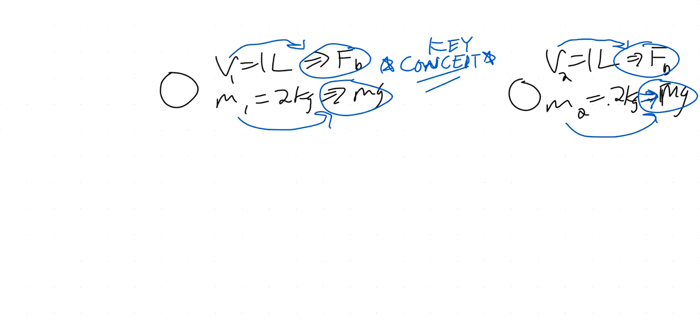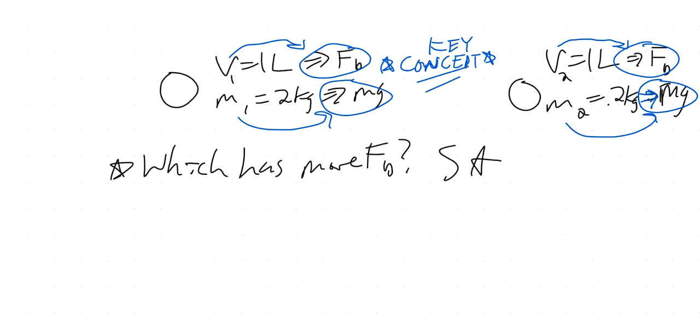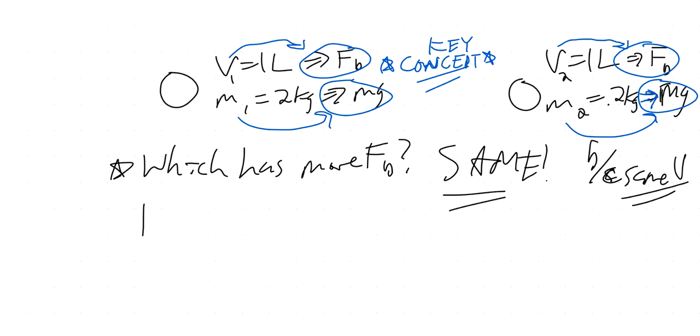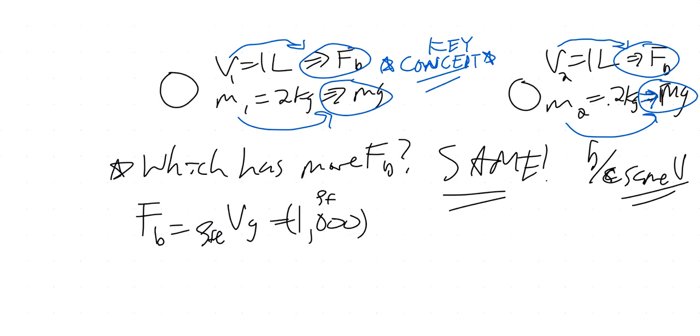So I'm going to start here. Which has more FB? They're the same because same volume. Done. The buoyancy force for both is going to be density of the fluid times volume times G, which is going to be 1,000. Careful, that is the density of the fluid, right? Times 1 times G. What did I do wrong?